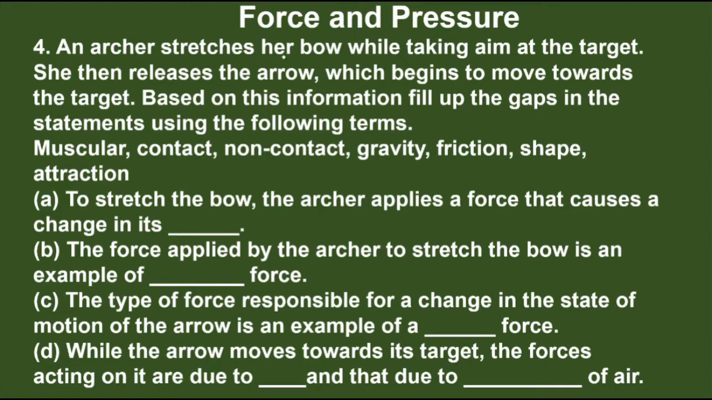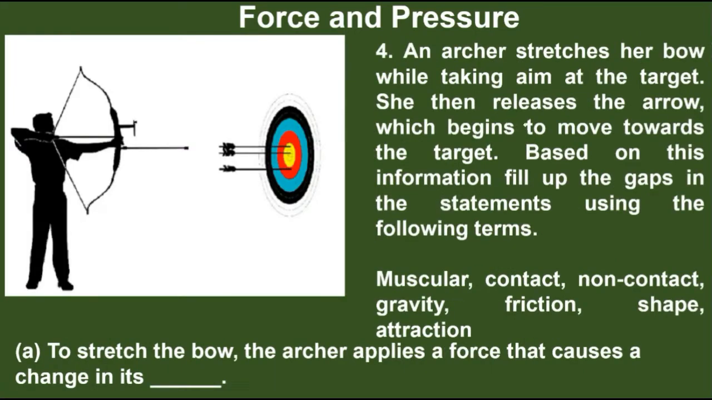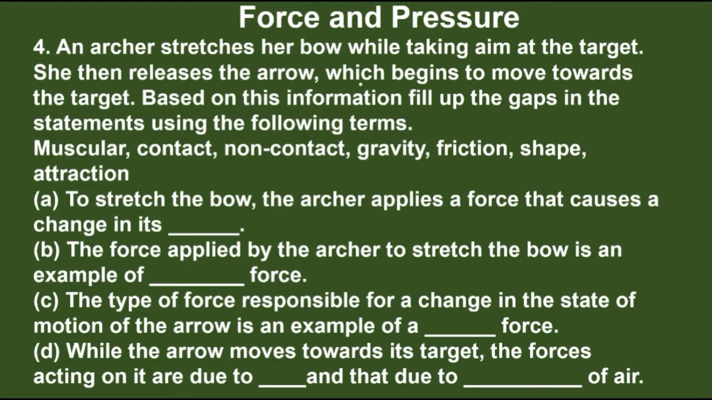So the archer stretches her bow while taking aim at the target, right? Visualize this. The archer stretches the bow. The bow was not in this shape before, and she stretched it, and now the shape is changed. After that, she then releases the arrow, and the arrow begins to move towards the target and hits the target.